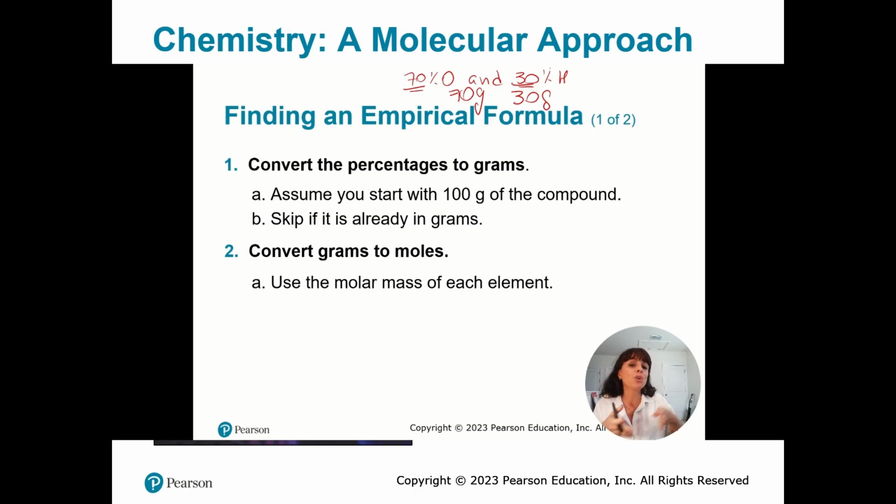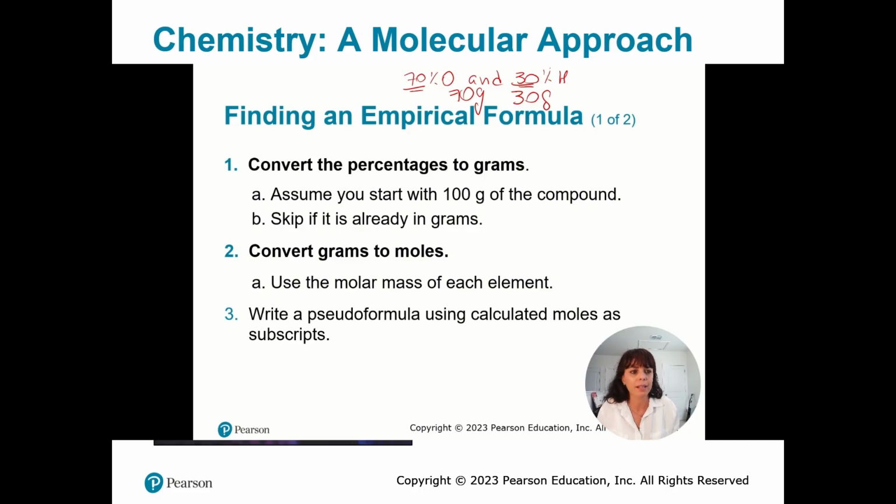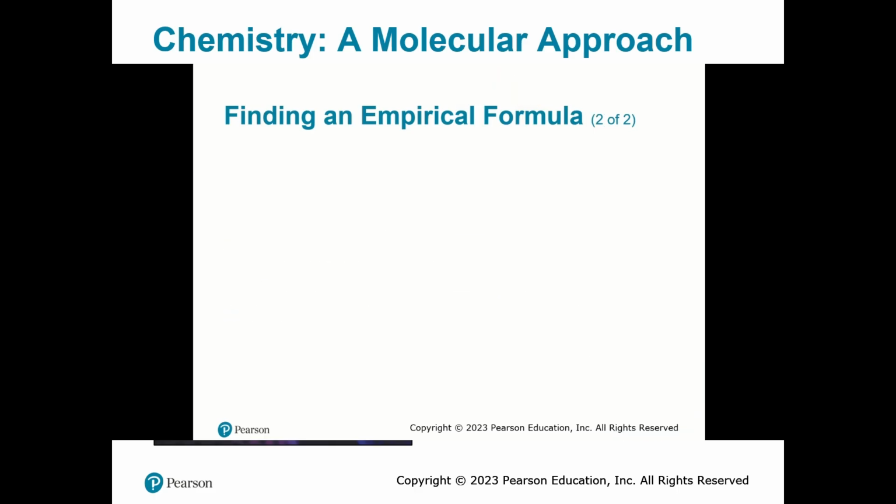But then you need to convert grams to moles. And how are you going to do this? Using molar mass as your unit factor, a conversion factor. And then you're going to find the moles. Remember, you cannot use grams to find anything. First, you need to convert grams to moles, and then you can go ahead with your calculations. Then you're going to write the pseudo formula using the calculated moles as subscripts.